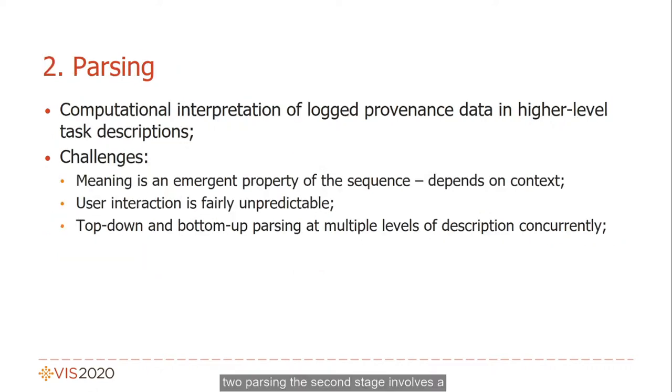Two, parsing. The second stage involves the computational interpretation of logged provenance data into higher order task descriptions. There are a number of challenges to such interpretation. First, the meaning of any sequence of operations is an emergent property of the sequence. Low-level operations only have determinate meaning to the extent that they are related to other low-level operations. Sequences themselves depend on other sequences for their interpretation. Hence, interpretation is context-bound.